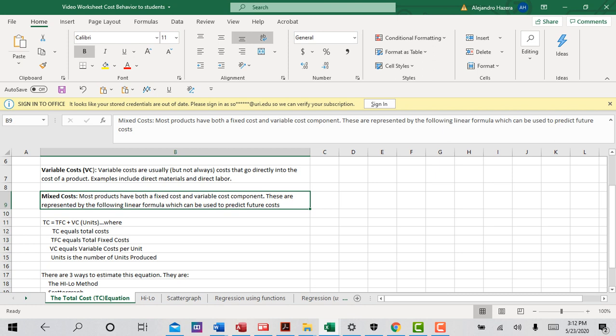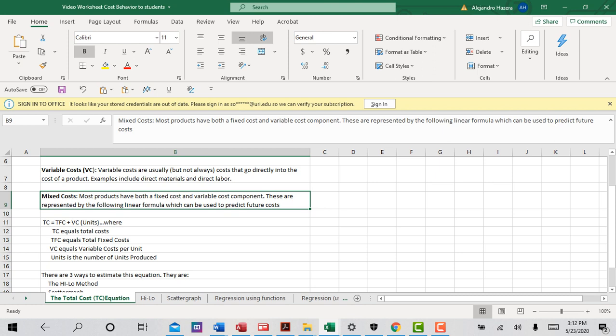Actually, most production processes are represented by mixed costs. Most products have both a fixed cost and a variable cost component. And we're going to use a line. These are represented by the following linear formula, which can be used to predict future costs.